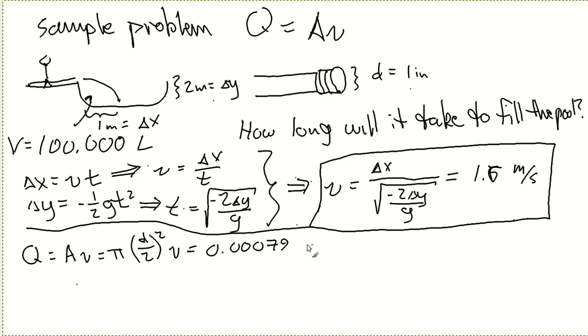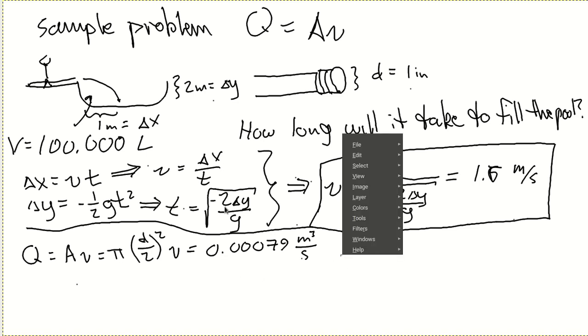Now, we converted everything to SI units. That means this is in SI units. SI units for volume is cubic meters per second. Okay. That's our volume rate of flow.